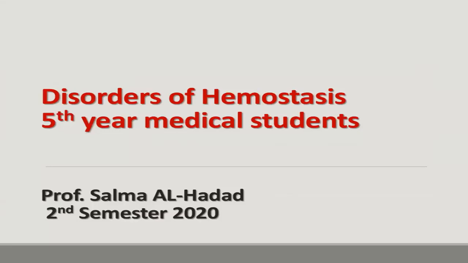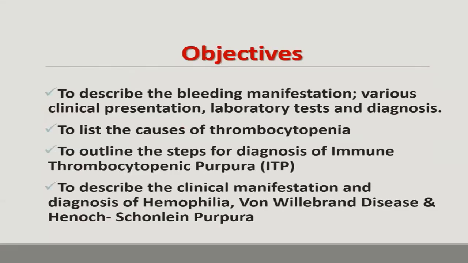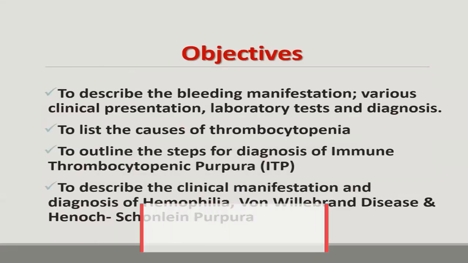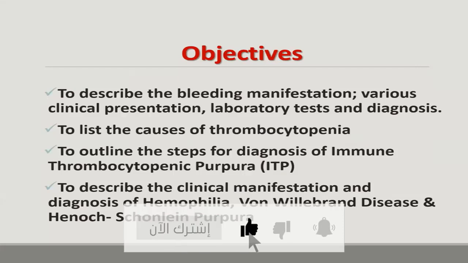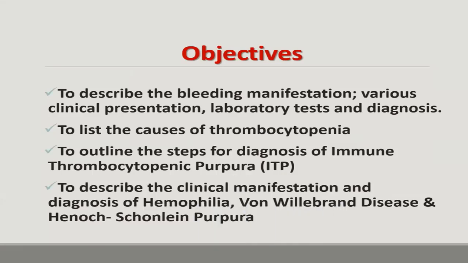Good morning. Today we will talk about disorders of hemostasis in children. The objectives of this lecture: first, to describe the bleeding manifestation with various clinical presentation, lab tests, and diagnosis. Then we list the causes of thrombocytopenia and outline the steps for diagnosis of immune thrombocytopenia. Finally, we'll describe the clinical manifestation and diagnosis of hemophilia, von Willebrand disease, and Henoch-Schönlein purpura.